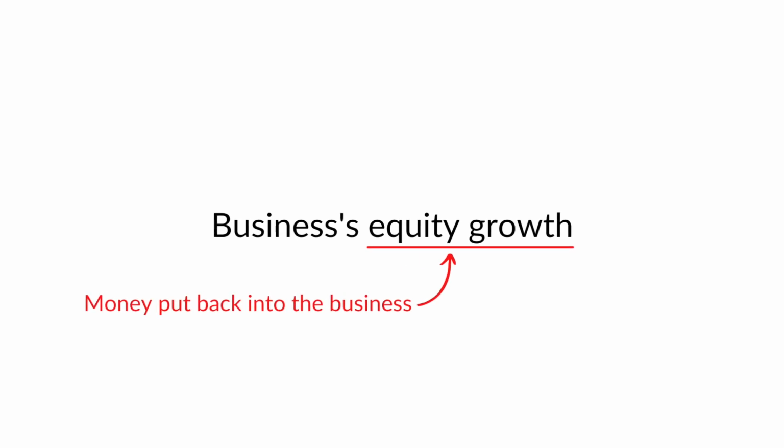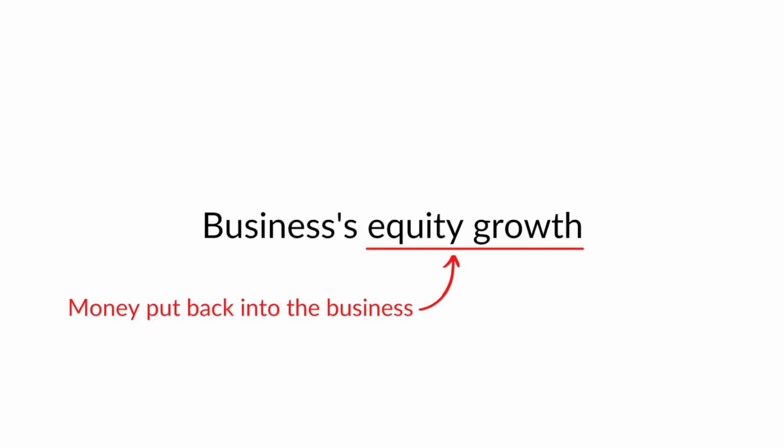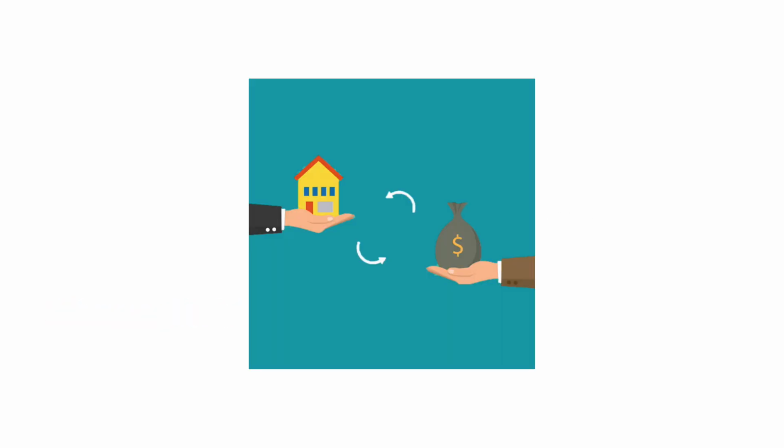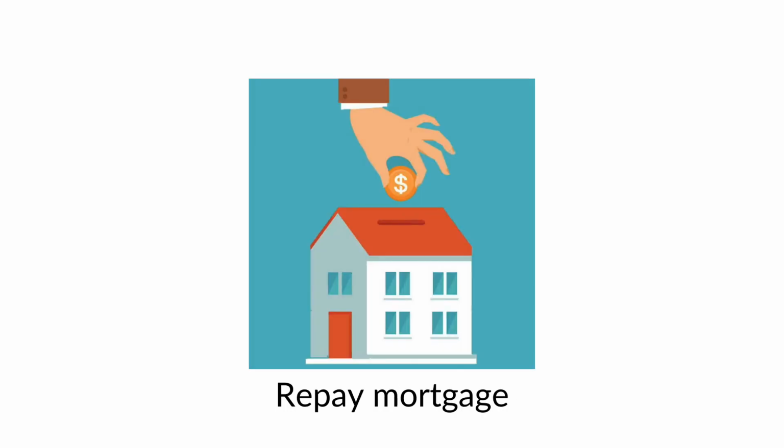The next number we need is the future growth rate. It is the business's equity growth. Now, equity is what you own in the business. Equity grows as the business makes money and puts it back into the business. To give you some reference, it's like when you own a house and have a mortgage. The principal is your equity, and as you repay the mortgage, you are adding equity.